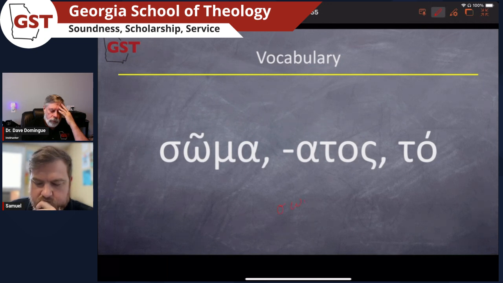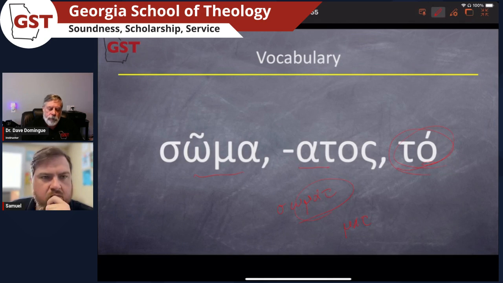Another thing: when a word ends in -mat, it's always neuter. Always. So it's always going to be a neuter word. Every word that ends in -mat will be a neuter word. Never masculine, never feminine. So soma is body, it's neuter.